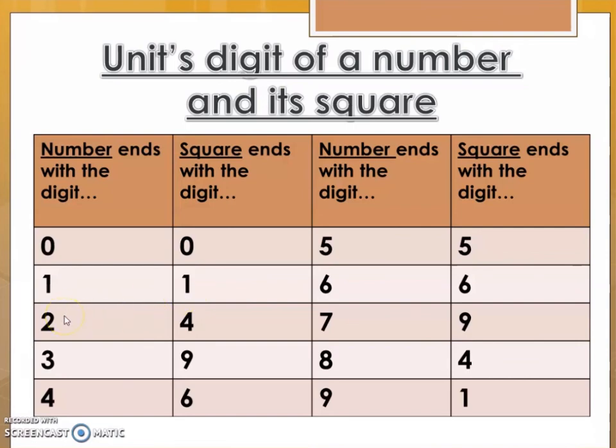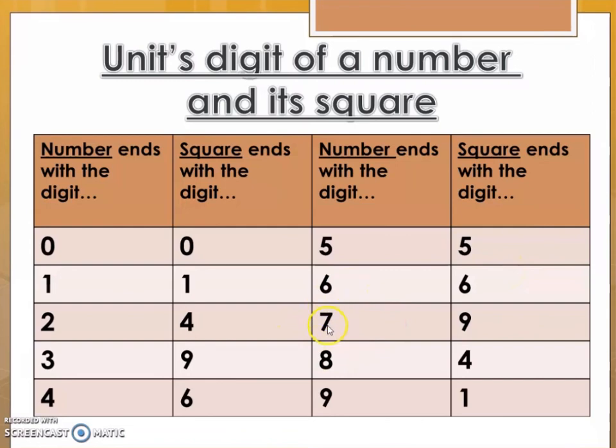If the number ends with 2, square will end with 4. If the number ends with 3, square will end with 9. If the number ends with 4, the square will end in 6 because 4 4s are 16. 1 6. So 6 is the ending number. Then 5 5s are 25. So if a number ends with 5, the square will end with 5. 6 6s are 36. So if a number ends with 6, the square will end with 6.